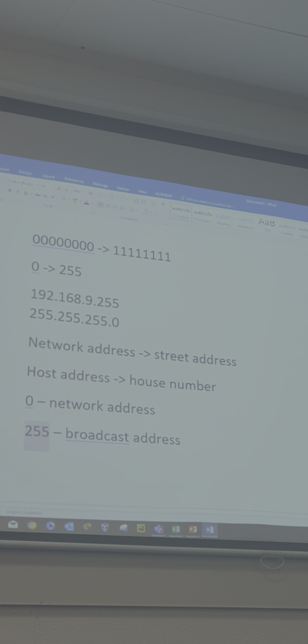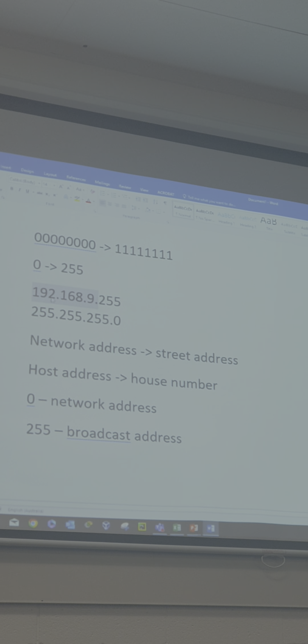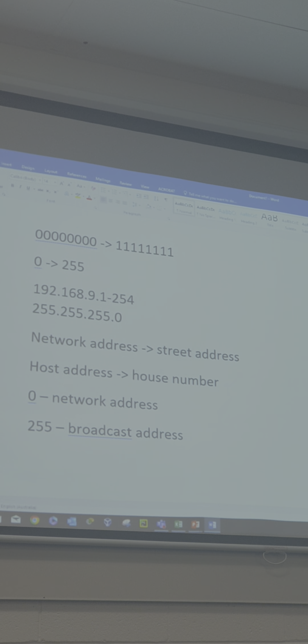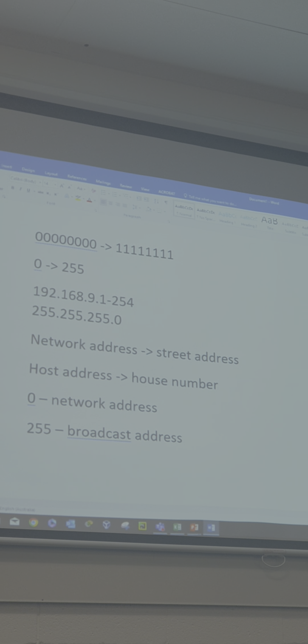But in this case, it's a very simple network: 192.168.9.0, which is the network address, and 192.168.9.255, which is the broadcast address, which means the usable addresses are 1 to 254. That's the usable address range. And the main thing there is that we don't want duplicates. Duplicate IP addresses cause problems.